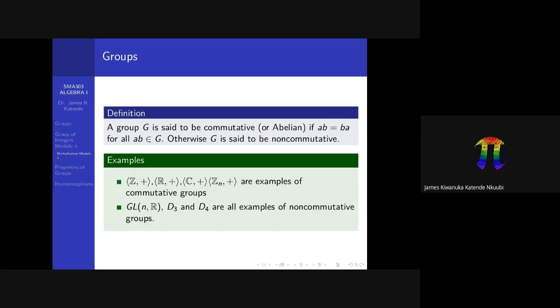So what you can do is look at all the examples of groups that we have covered and try to classify them yourself as either commutative or non-commutative. If you like, you can use abelian. Abelian means the same thing as commutative.